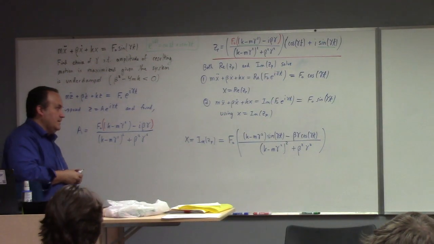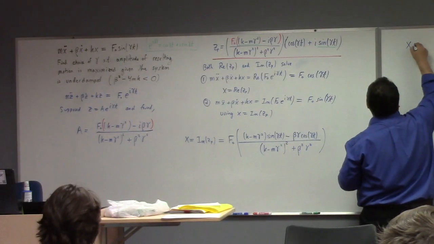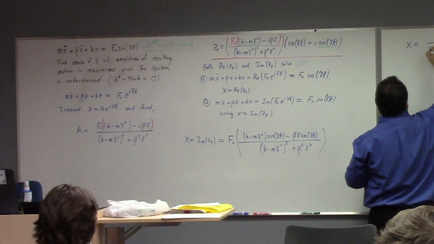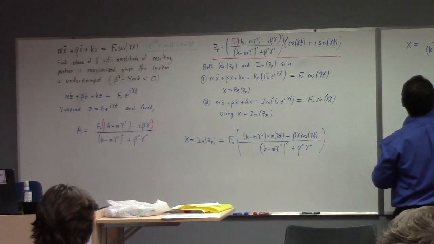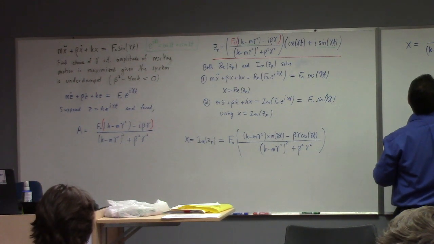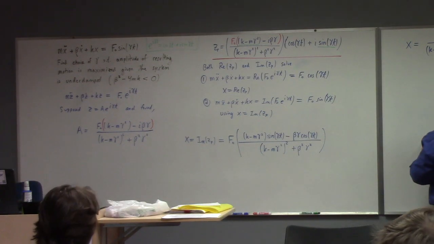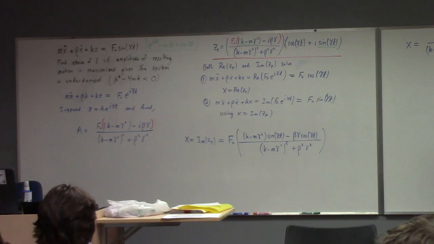All right. Now, let me just rewrite this just a bit. We can rewrite this as x is equal to the force divided by k minus m gamma squared plus beta squared gamma squared, times, well, k minus m gamma squared sine gamma t minus beta gamma cosine gamma t.